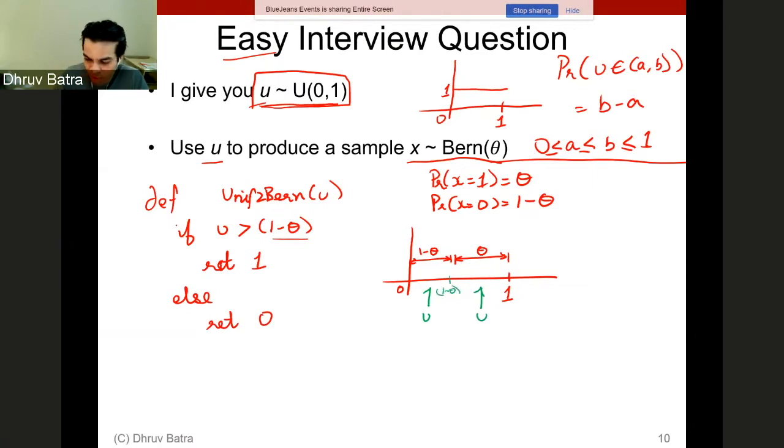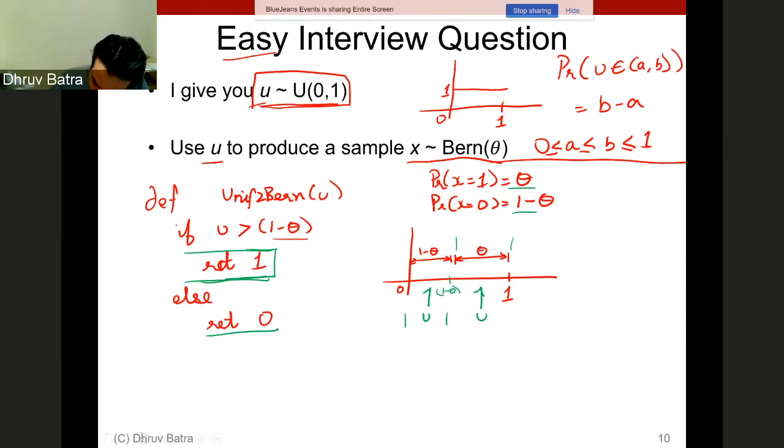And so if it's greater than 1 minus theta, then it falls in the theta length interval, and therefore I return 1. So the probability of achieving 1 is exactly equal to the length of this interval, which is exactly what we wanted. And the probability of achieving 0 is equal to the length of this interval, which is exactly what we wanted. So that part's easy. This is a simple question.